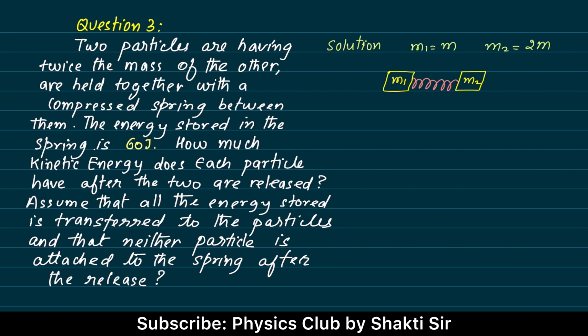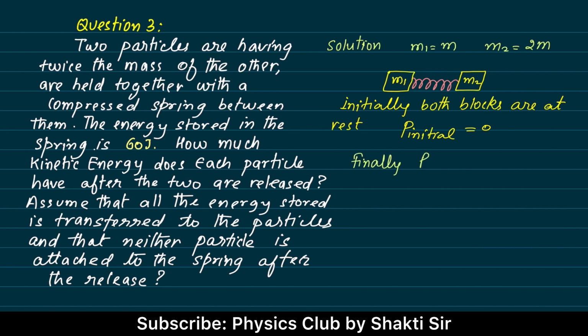But what is the final situation? Finally, the linear momentum P final can be written as: this will move in this direction, and this in this direction. Let's say this is u1 and this is u2. So it is m1 u1 vector plus m2 u2 vector, based on the conservation of momentum.